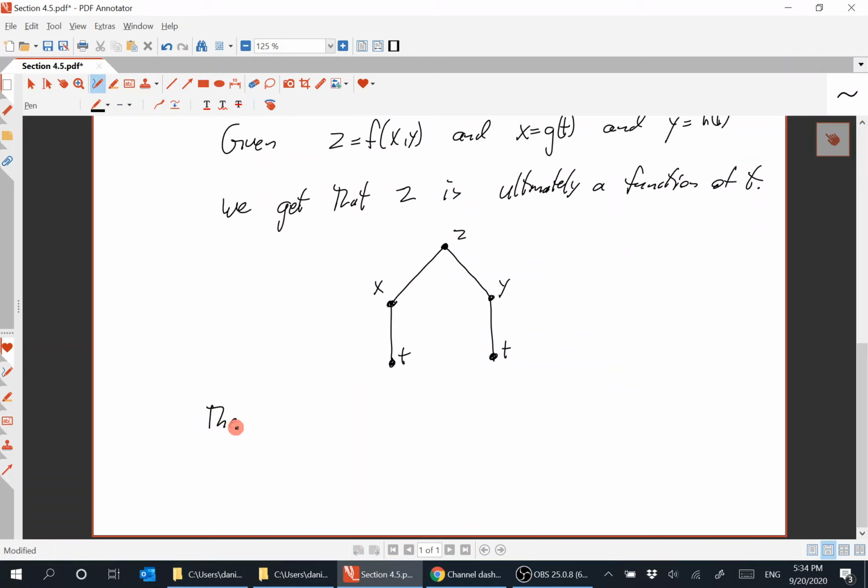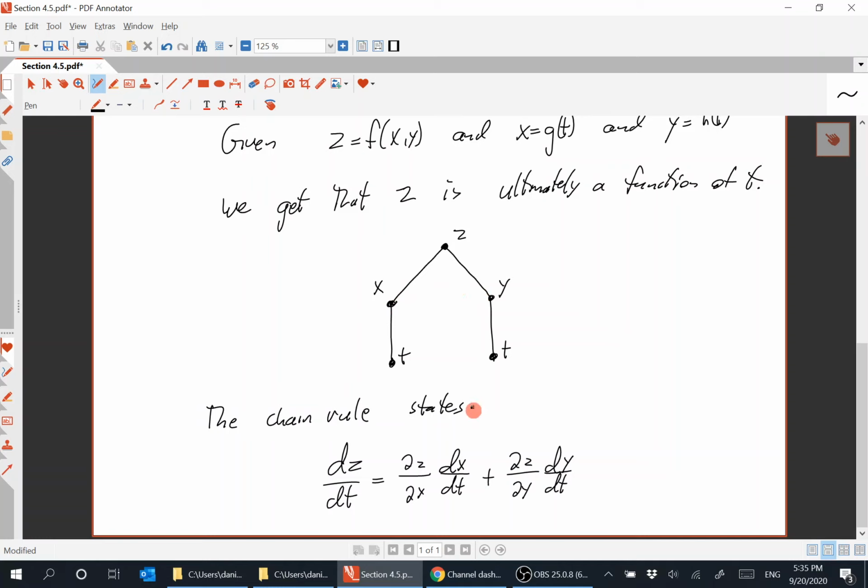The chain rule states that because z is a function of t, you can take the derivative of z with respect to t, a single variable derivative, dz dt. Well, that's equal to the partial of z with respect to x times dx dt plus the partial of z with respect to y times dy dt. So z gets partial derivatives in terms of x and y, which both get ordinary derivatives, dx dt and dy dt.